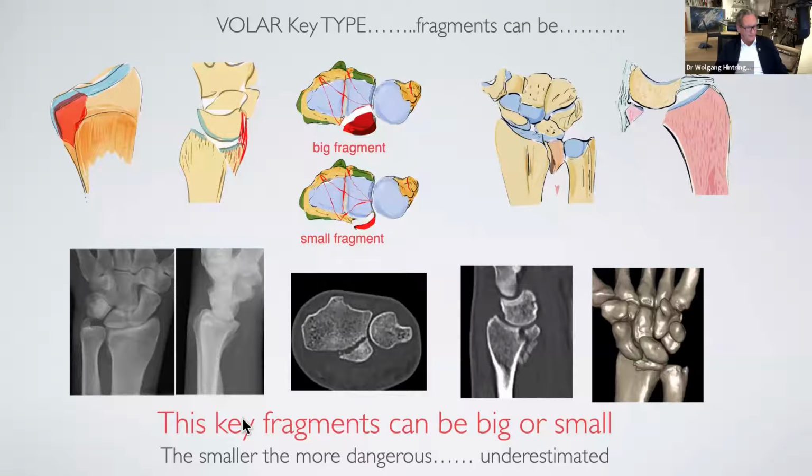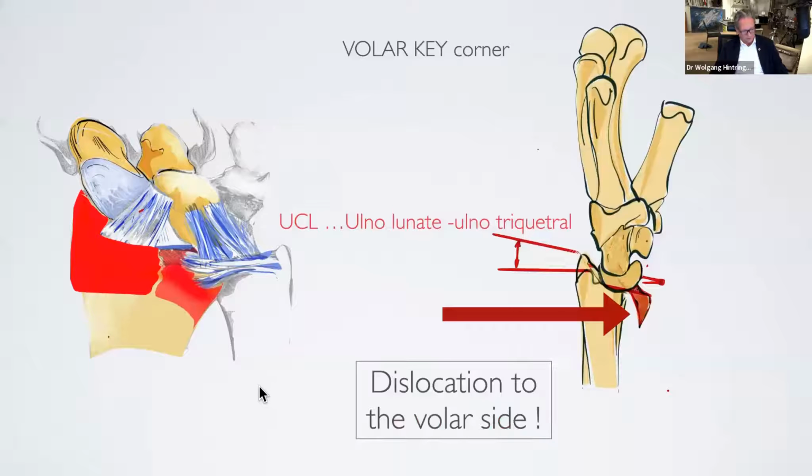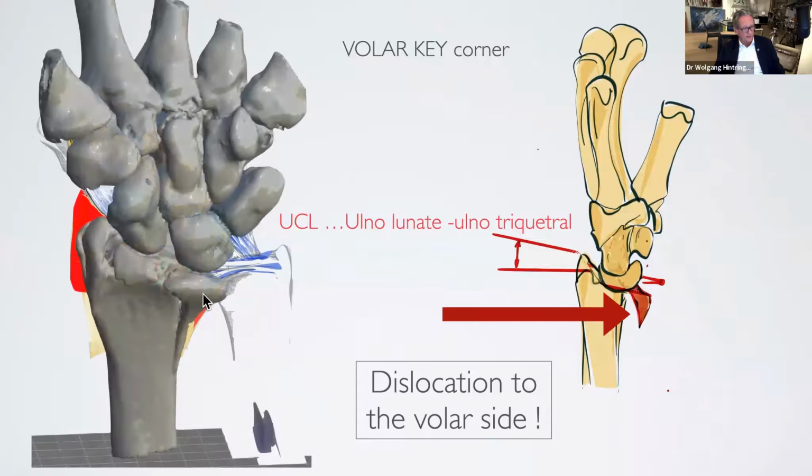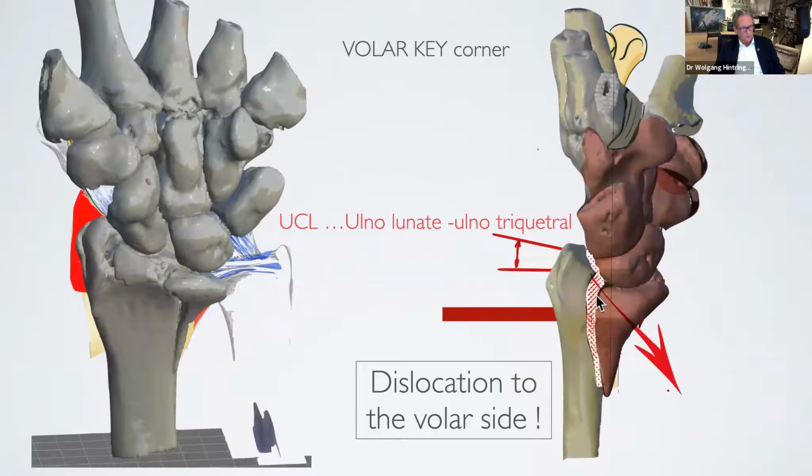We will see some cases then in the future. The volar key corner is a corner where the osteoligamentous unit is from the ulnar ligament and the UCL, the ulno-lunate and the ulno-triquetral ligament. They hold the carpus in position, and when this fragment goes to the volar side, the whole carpus dislocates. Here, 3D reconstruction. The whole carpus dislocates to the volar side.